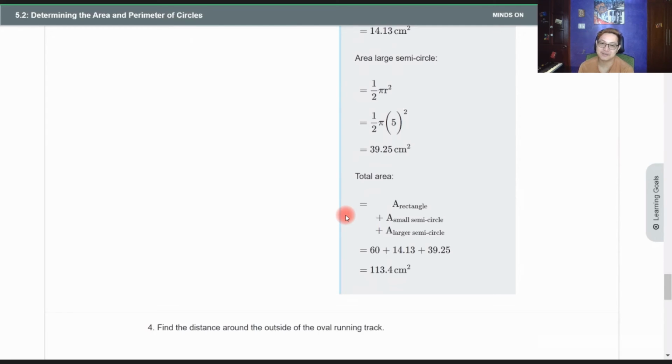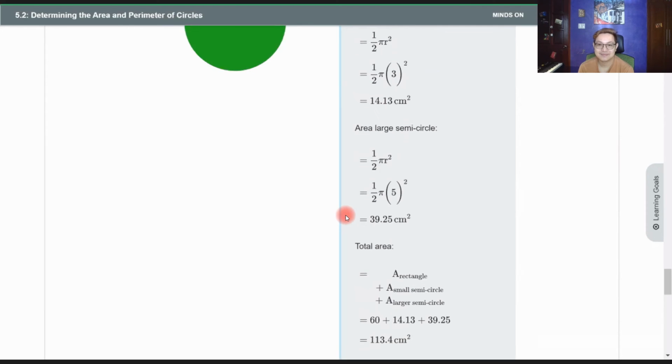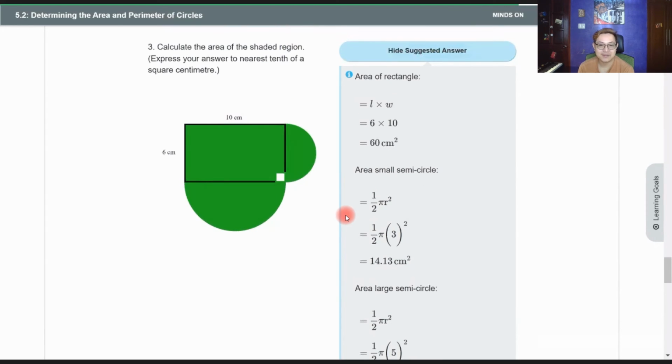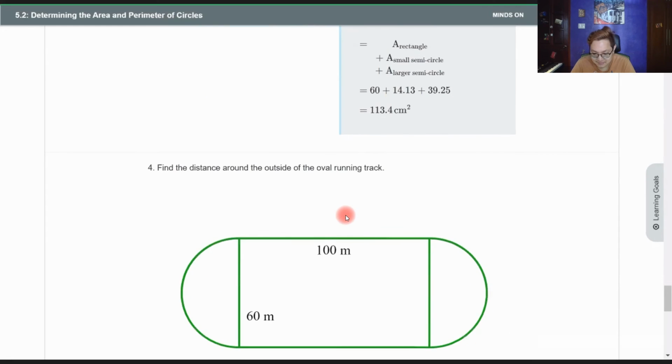Okay, check again. Check again the answer. Alright, rectangle is 60, yes. No, I got it right, but I just said the wrong. Oh, that's right. I just said the wrong. Sorry, I'm just being too sarcastic. It's 103, not 113. Okay. You said it. Anyway.